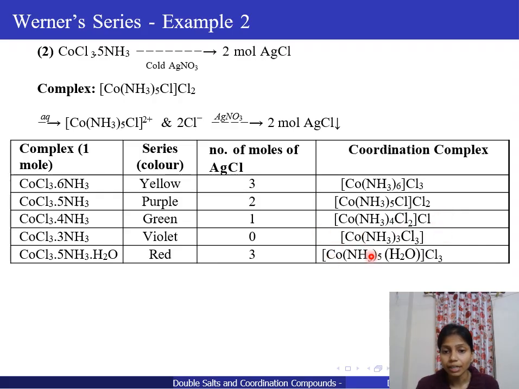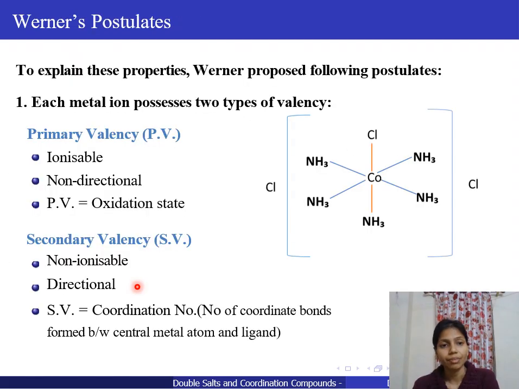Similarly, when water is also added, water will also act as a ligand. So what is a ligand? Here ammonia is a ligand, chloride is also a ligand, water is also a ligand. Ligands are those species which have a lone pair of electrons that they can share with others that have electron deficiency. More on ligands we can discuss later.